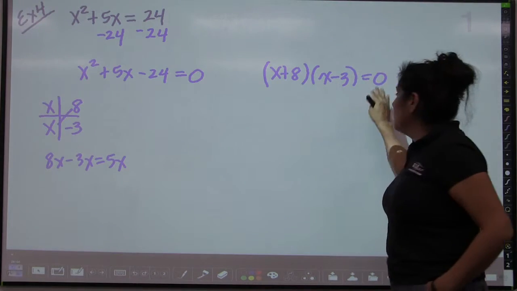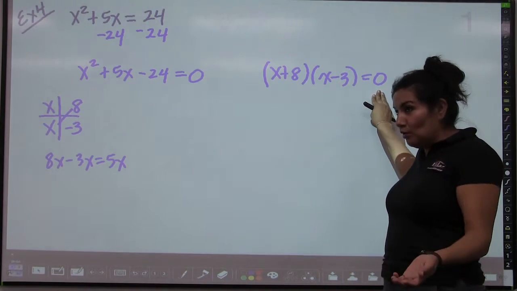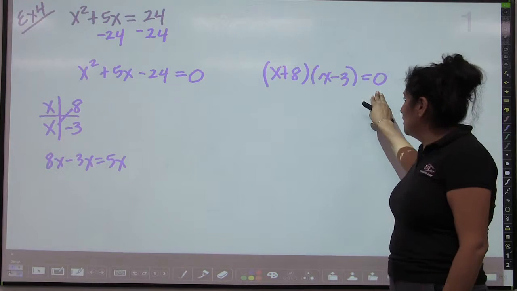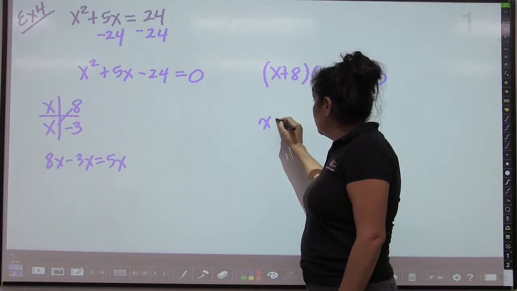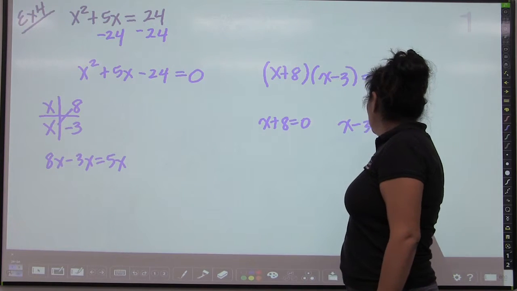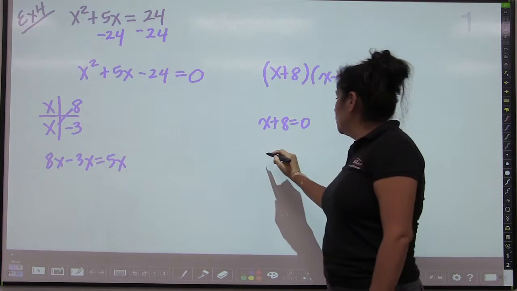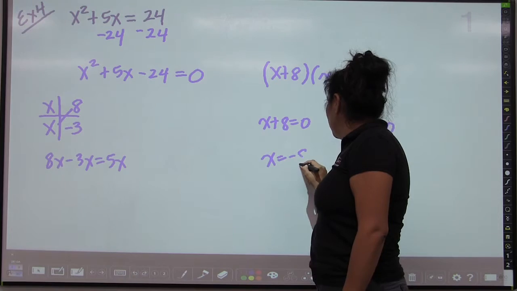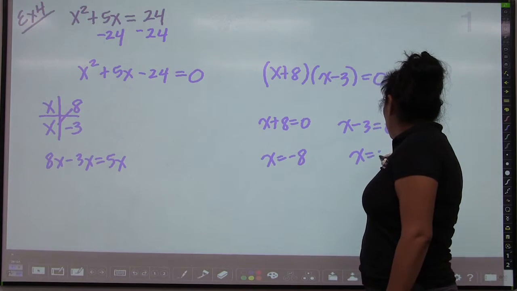And now because it's equal to 0, you can employ the zero product property, which states that either x plus 8 equals 0 or x minus 3 equals 0. We've done this in algebra 2. So your solutions would be negative 8 and positive 3.